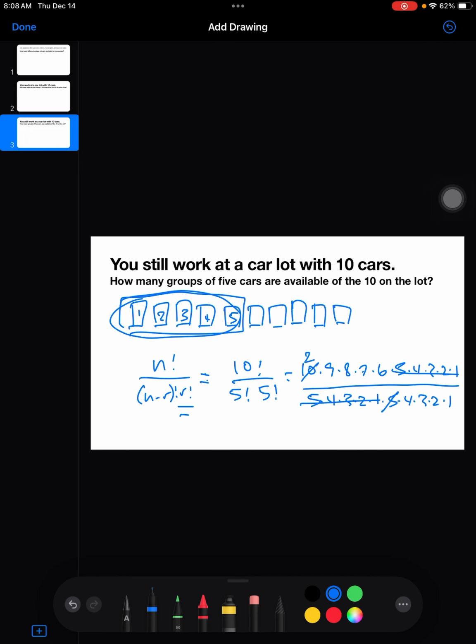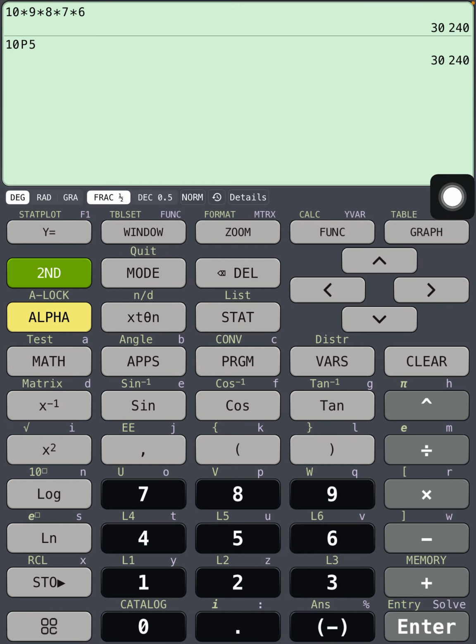And we've got some common factors we can still cross out. 5 is going to take the 10 down to 2. 3 is going to take 9 down to 3. And then 4 is going to take the 8 down to 2. And then 2 is going to take the 6 down to 3. And so what we're left with is 2 times 3 times 2 times 3 times 7, which is 2 times 3 times 2 times 3 is 6 times 6, or 36. 36 times 7. I could work that out, but there's not much room there. 36 times 7 is 252. But there is an easier way.